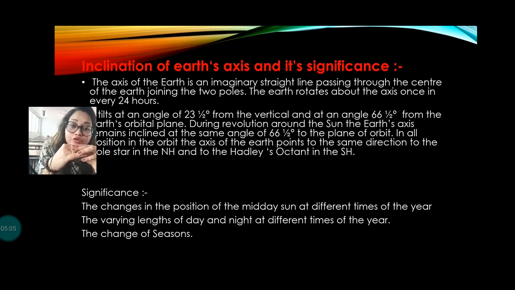So during the revolution of the Earth around the Sun, the Earth's axis remains inclined at the same angle, that is 66.5 degrees to the plane of its orbit. In all positions in the orbit, the axis of the Earth points in the same direction, towards the Pole Star in the northern hemisphere and Hadley's octant in the southern hemisphere. You can see in both, it is the same direction.